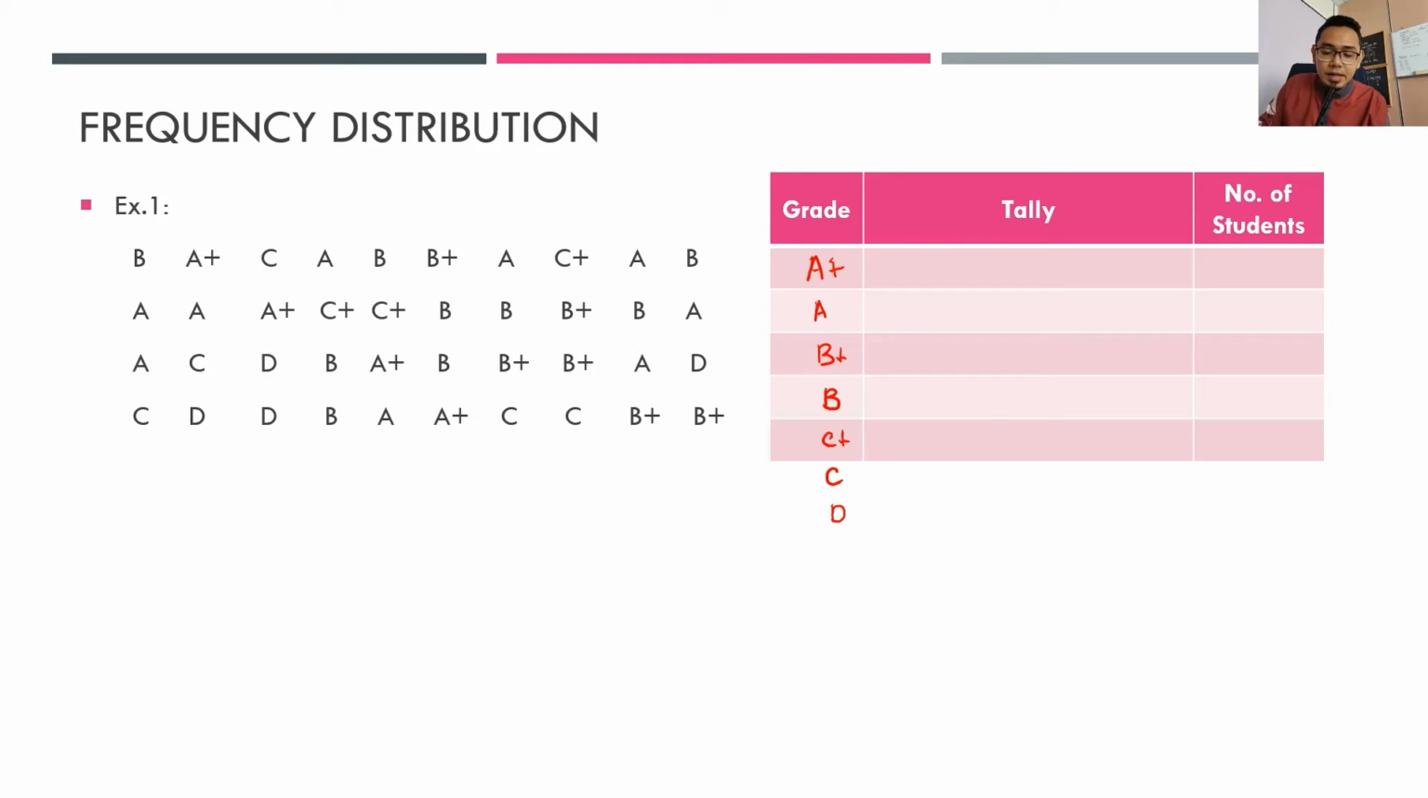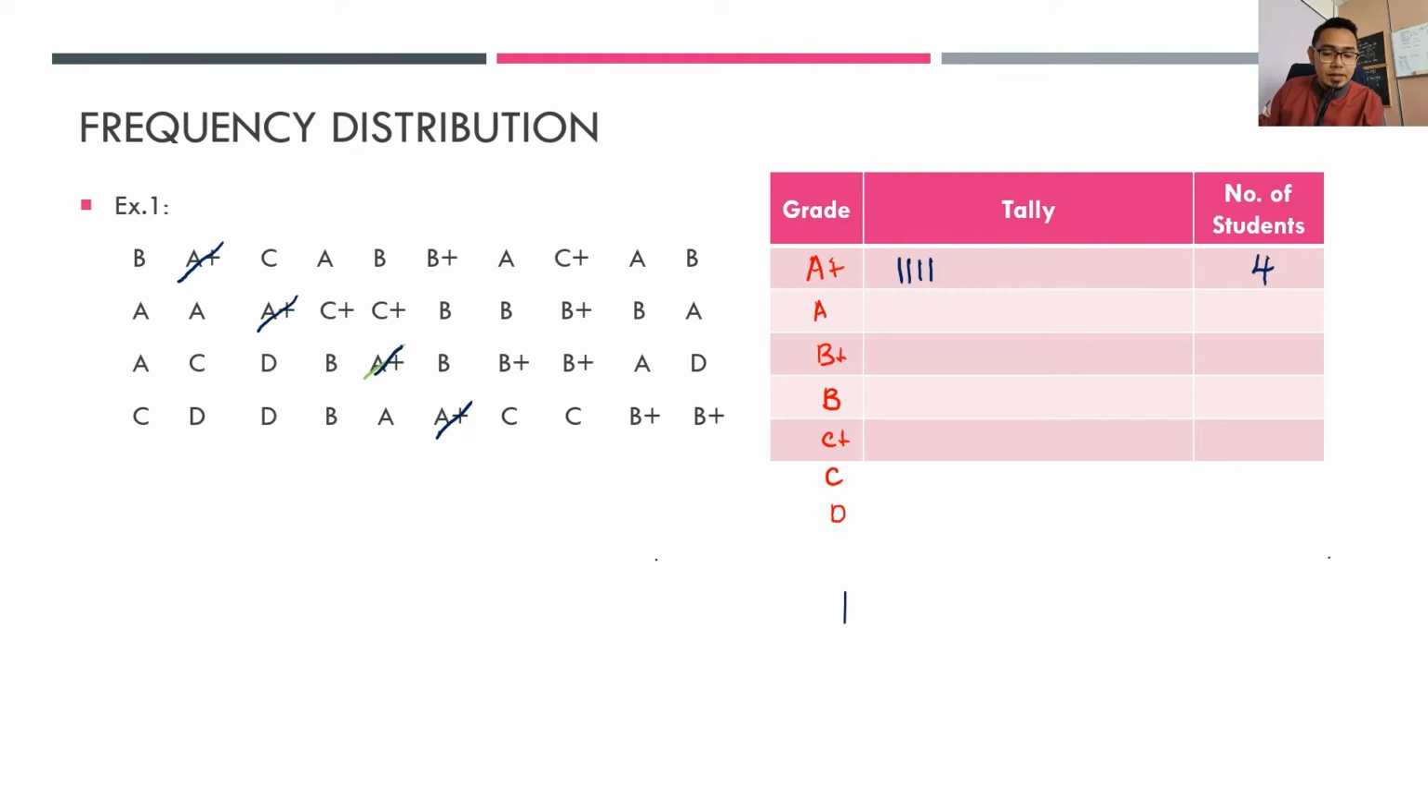Let's say we want to find the A plus. What we can do is find the A plus from the data and cancel one. Another A plus will be another one, and then another one here, and then we have A plus one more. So we just have 4 A plus only.